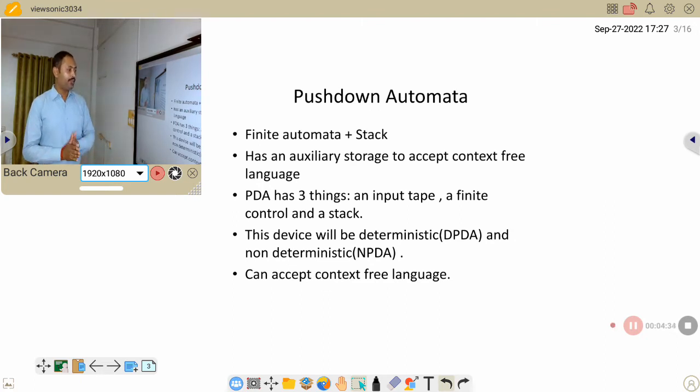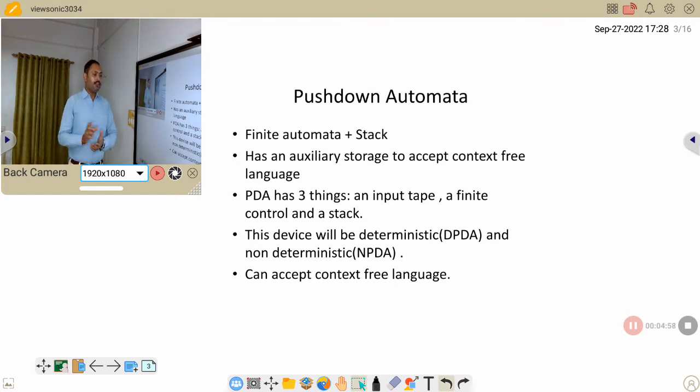Now the fourth point says that pushdown automata can be deterministic and also non-deterministic in nature. A point to be noted is that non-deterministic pushdown automata are much more powerful than deterministic pushdown automata. And the last point says that the language accepted by pushdown automata is known as the context-free language.